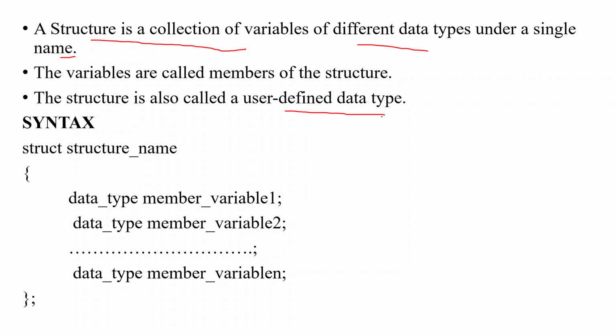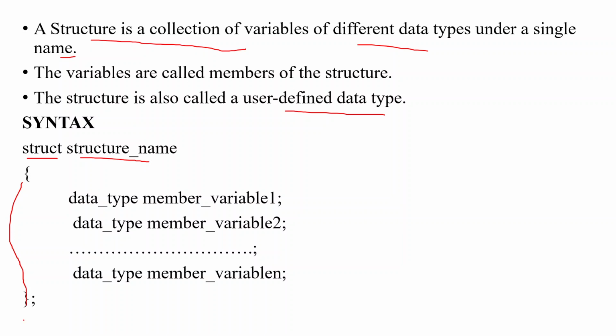How are we going to define a structure in our program? We are going to use the keyword struct followed by a space, then the structure name. This is a user defined name which we are going to use throughout our program. Then open curly bracket and close curly bracket. Inside this block we are going to give some variables, which are called members of this particular structure. Then we will end the structure with a semicolon. So this is the syntax for a structure.